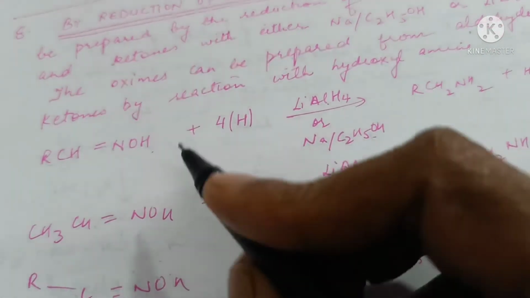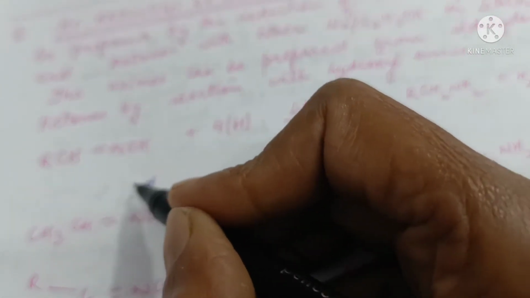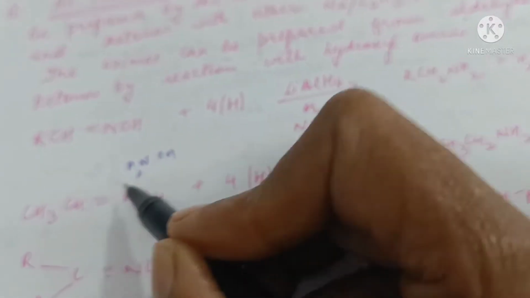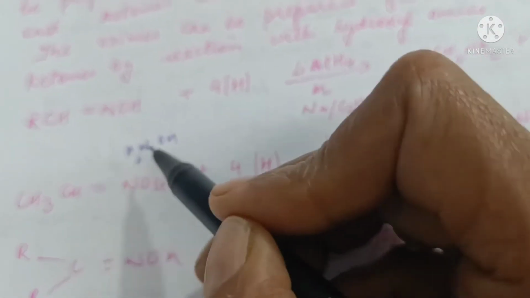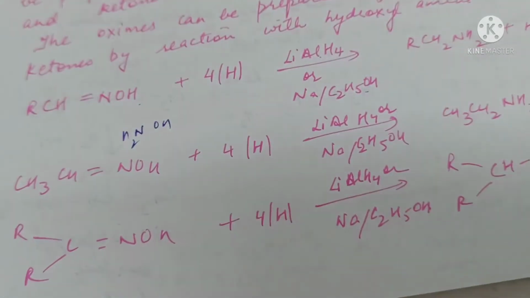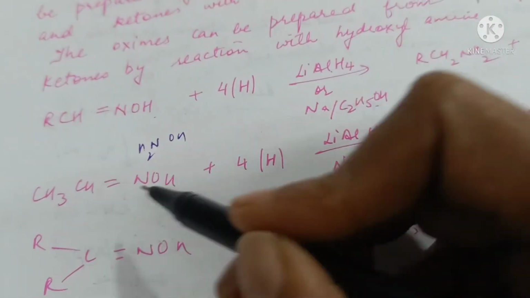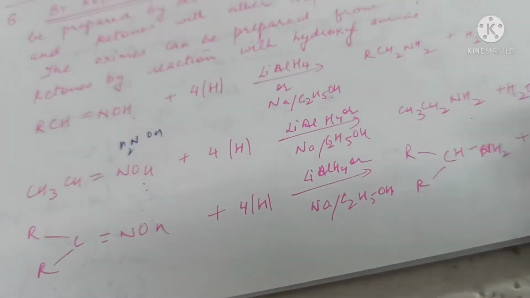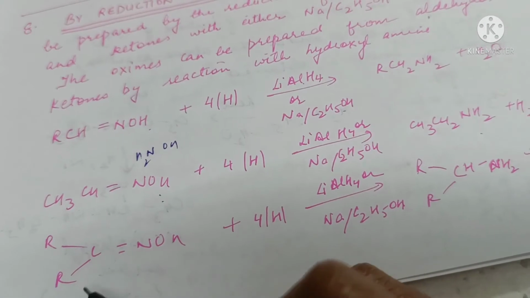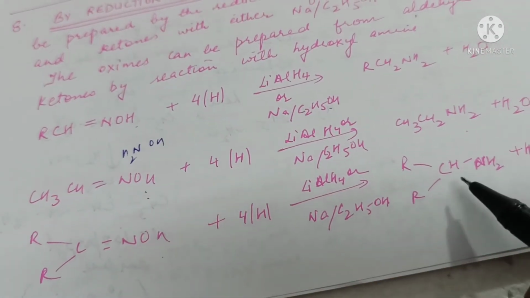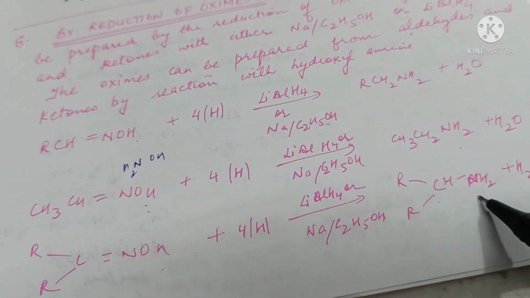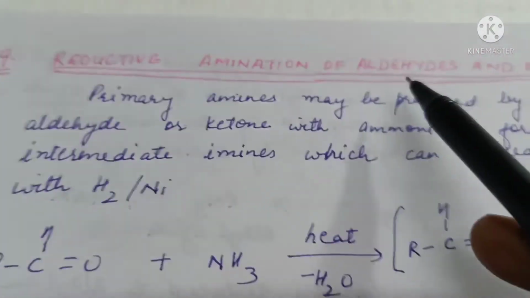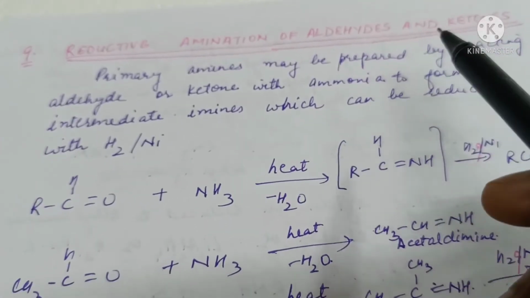CH3CHO plus NH2OH will form oxime. H2 of hydroxylamine and O of acetaldehyde will combine to form water and oxime will be formed. This oxime on reduction will form amine. Ketoxime will form respective amine.